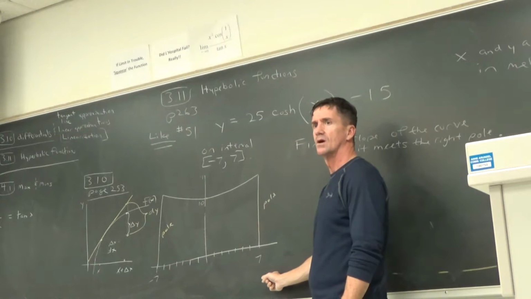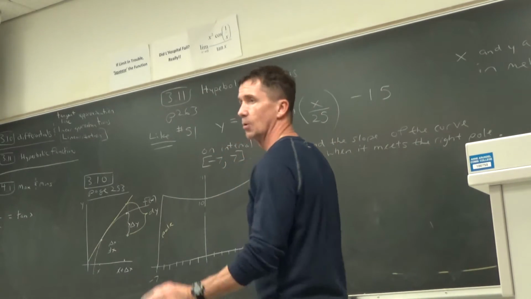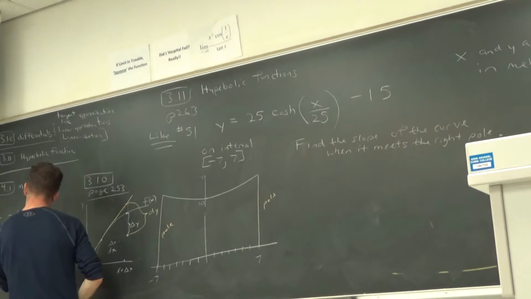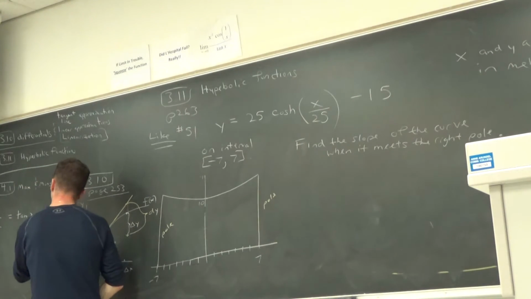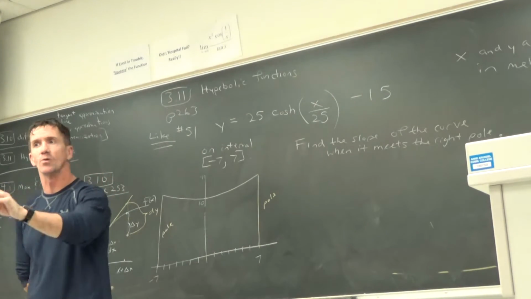Be careful though, we're going to have to use what rule? Chain rule. But first, before I start, what's the derivative of cosh? You have to know this, even on your test. Is it negative hyperbolic sine or positive? Be careful, it's positive. Don't think trig.